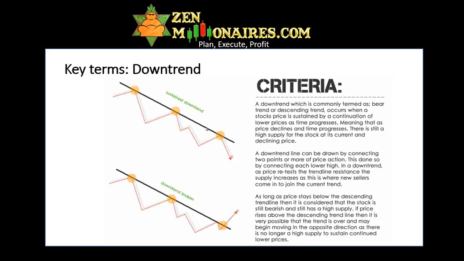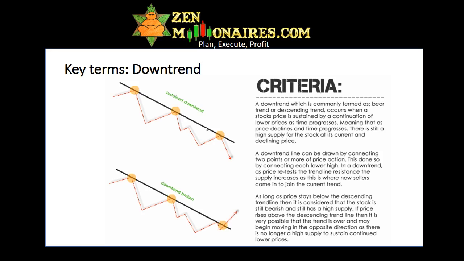The next key trend that I want to go over is the downtrend, and the downtrend is pretty simple, as you see on the picture. It's a common term as a bear trend or descending trend. And it occurs when the stock price is sustained by continuation of lower prices as time progresses, meaning that as the price declines, there are more sellers and there's still a high supply of the stock as it is currently declining.